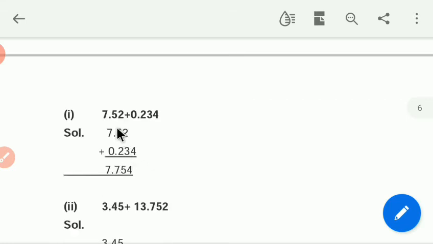Now question number 7, add or subtract. We have done simple types of addition and subtraction, but here we have to do it using decimals. So 7.52 plus 0.234. First you should know how to arrange this. You have to arrange decimal under decimal. It means decimal should be in line with decimal only. 7.52, before decimal, which number is given here? 0. So 0.234. Here you can see no number is given after 2.